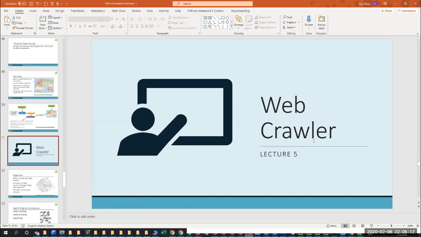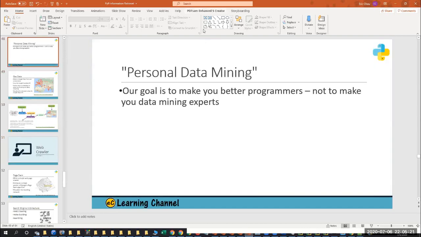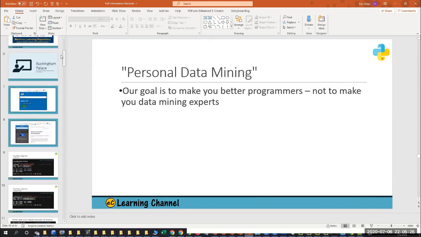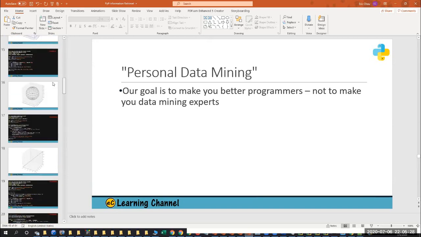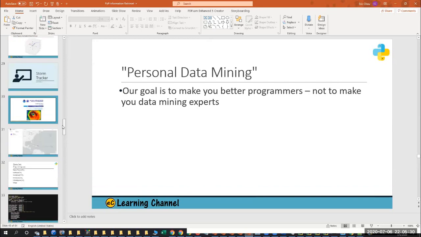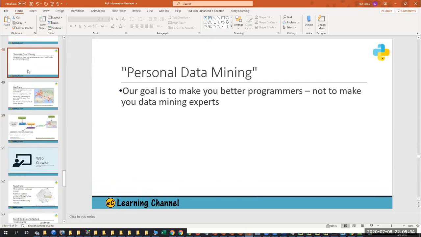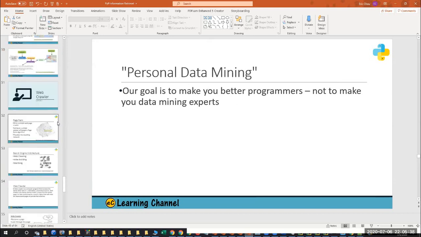And trying to find data on the internet in order to do analysis is called what? It's called data mining. It's mining the data from the internet. The data is hidden somewhere on the internet, and we need to dig it out. That's why it's called data mining.